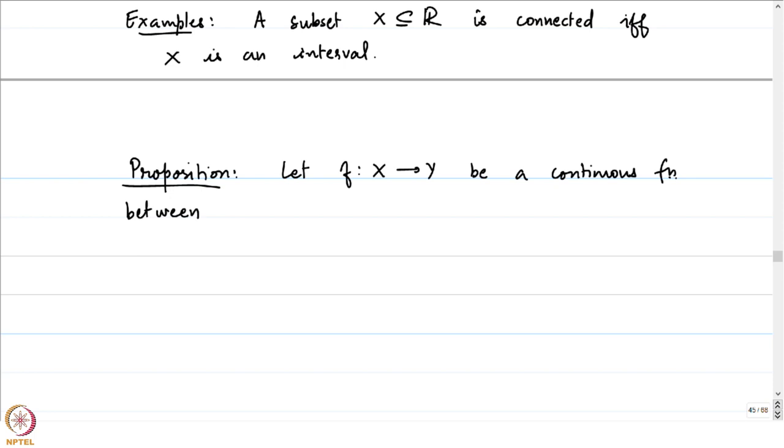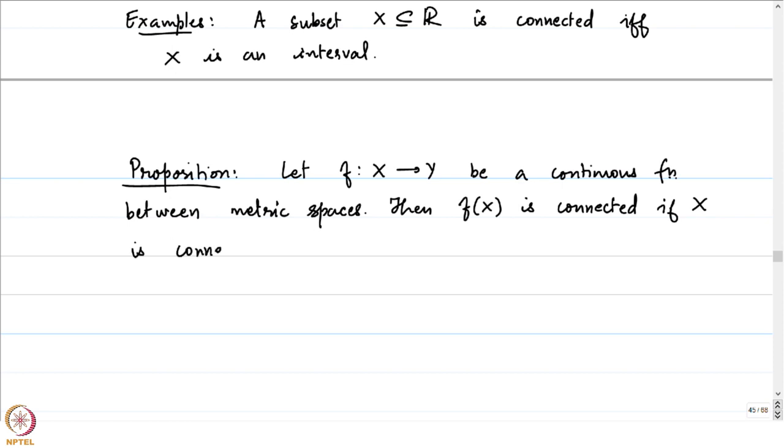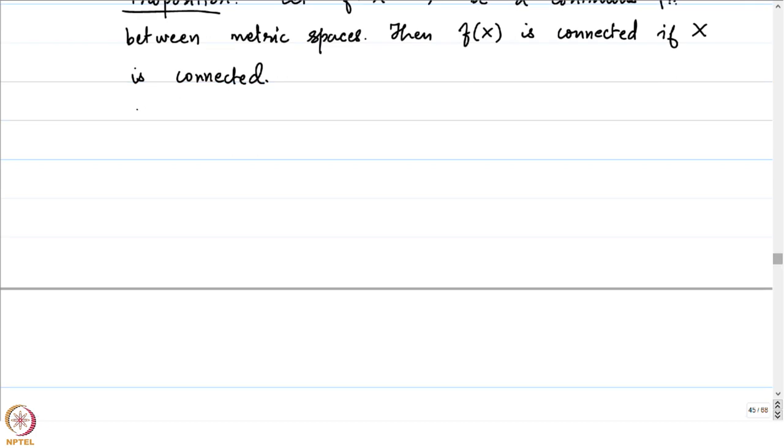between metric spaces. Then f of X, the image of X, is connected if X is connected. So continuous functions preserve the notion of connectedness. The proof is actually quite straightforward. The proof is by contradiction. So let Z be equal to f of X. Okay, so when we say that f of X is connected, we are going to say that Z is connected. What we mean is that Z, remember, is sitting inside Y. We will be borrowing the metric from Y by restricting it to Z, and then treat Z with the restricted metric as a metric space. When we say that Z is a connected metric space, we basically mean that Z with the restricted metric is a connected metric space.